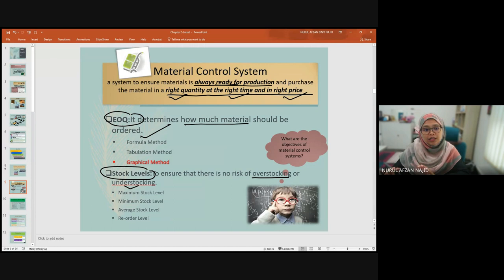Right? So dalam EOQ dia ada beberapa method yang kita boleh gunakan. So we have formula method, then we have tabulation method, and another one we have graphical method. Okay? But for your level, we only focus on the formula and also tabulation. Graphical memang tak akan masuk dalam you punya test. Maybe nanti bila you masuk manufacturing industry, you akan nampaklah graphical method. So, we more focus on the formula and tabulation. Both methods akan masuk dalam you punya test.